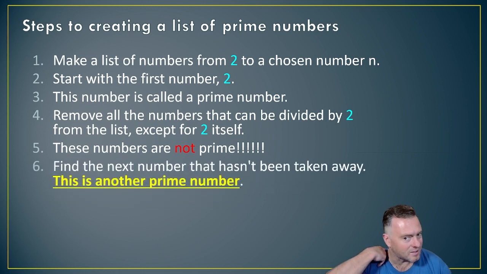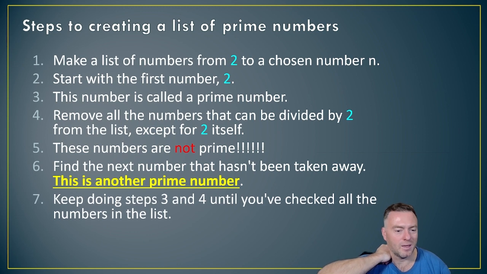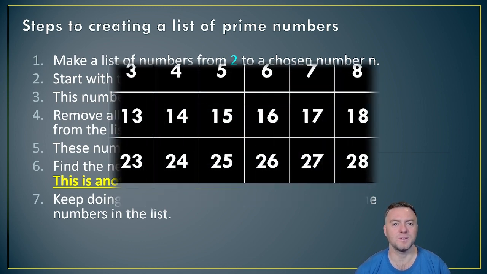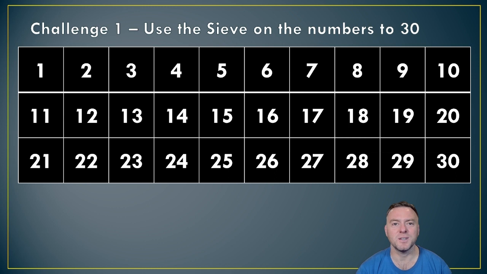And then find the next number that hasn't been taken away, and this is another prime number. Then keep doing steps 3 and 4 until you've checked the numbers in the list. Once you're finished with that, that should hopefully sieve that out. So my first challenge to you is to pause the video and use the sieve on the numbers from 1 to 30 and see if you can work out what it is. So we'll just pause the video there.